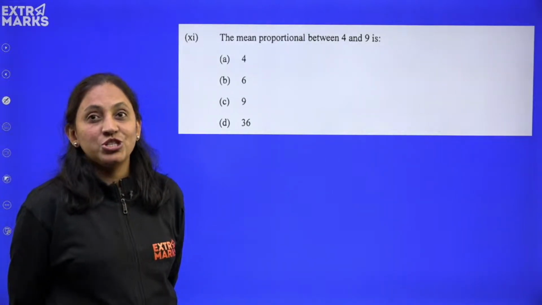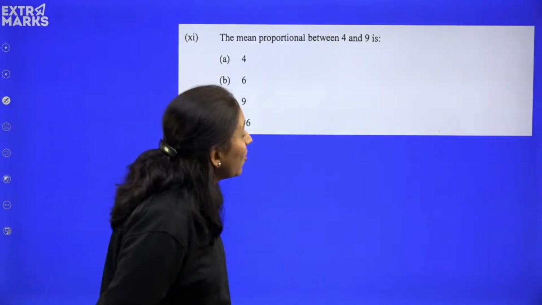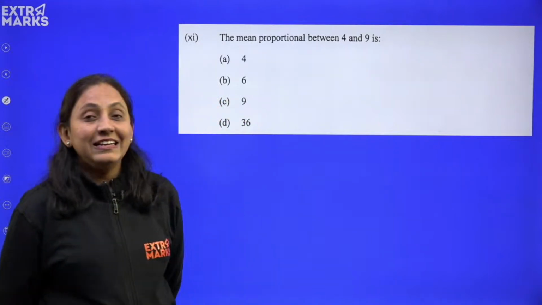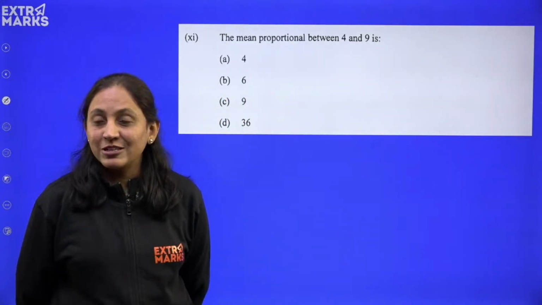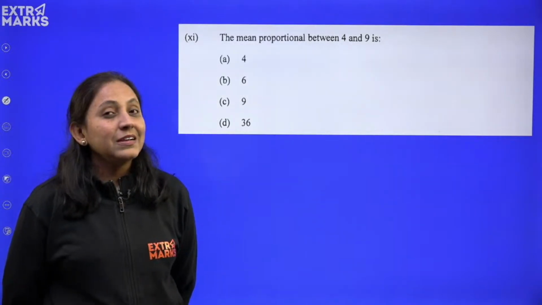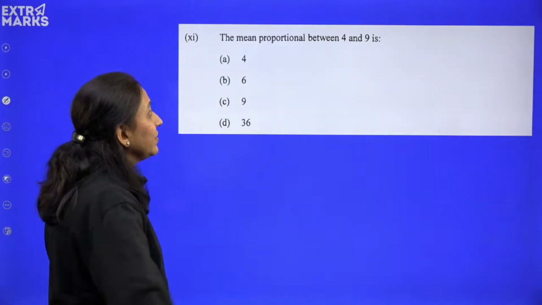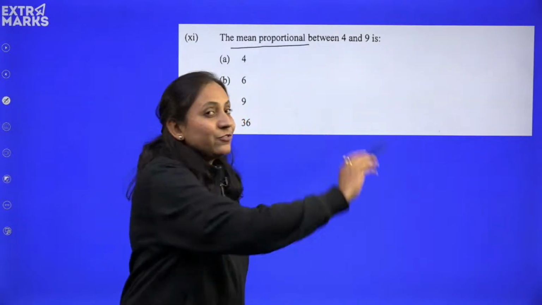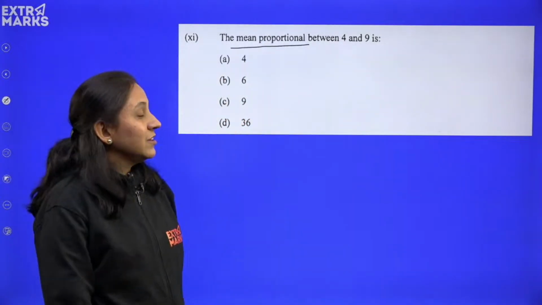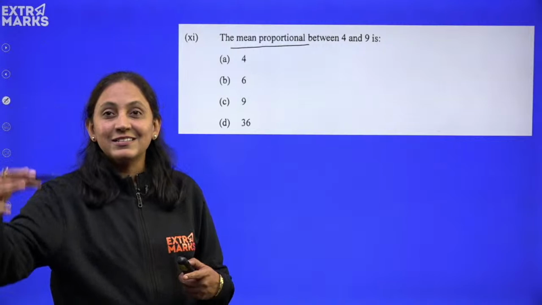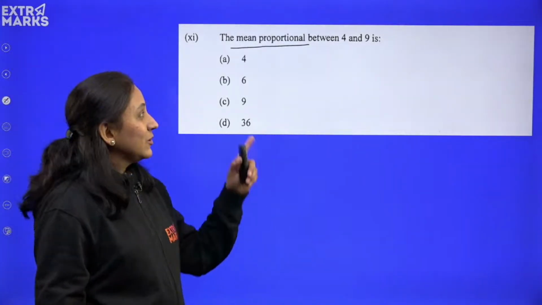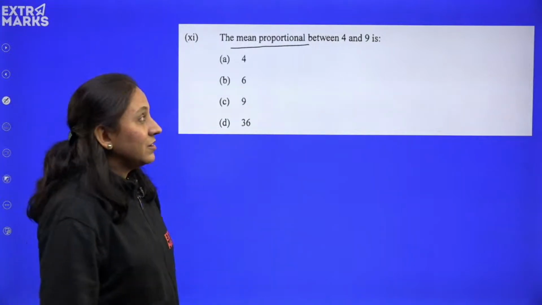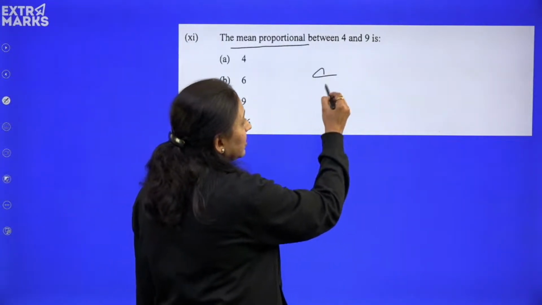The next question: the mean proportional between 4 and 9. They've not even given the fourth proportional, and they've not confused you with anything. They have given a very straightforward question, mean proportional. This is one of the first few questions in the exercise in your textbook, because those are the easy problems. So the same kind of question has come here.